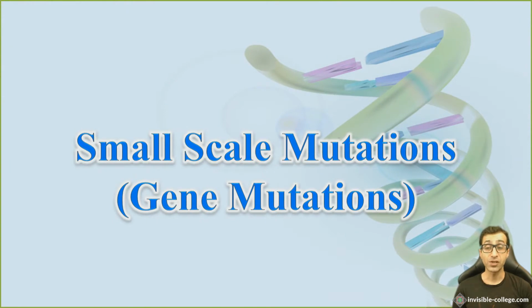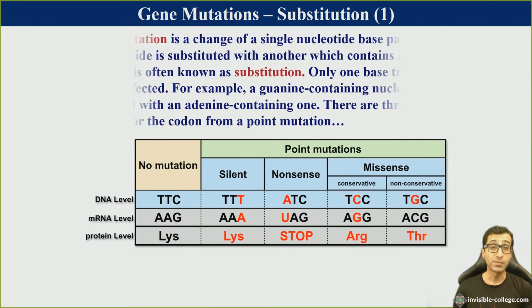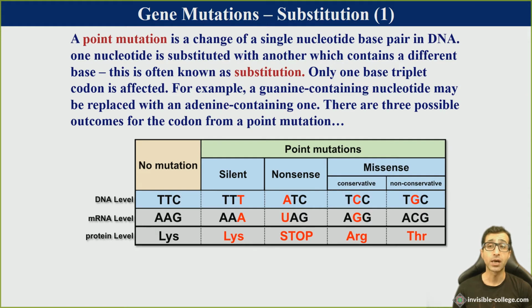So let's have a look at gene mutations in a little bit more detail first, and then we'll move on to looking at chromosomal mutations. Now, gene mutations are effectively small-scale mutations, even though their effects can be quite severe. A point mutation is a change of a single nucleotide base pair in the DNA. One nucleotide can be substituted with another which contains a different base. This is referred to as a substitution mutation. Only one base triplet codon in this case would be affected. For example, a guanine-containing nucleotide can be replaced with, for example, an adenine-containing one.